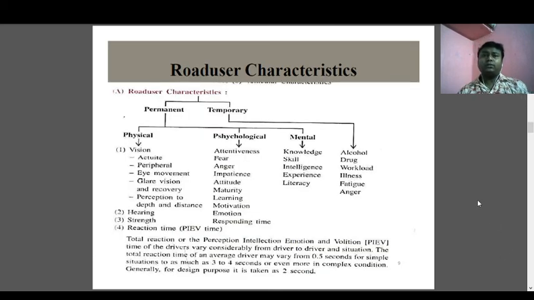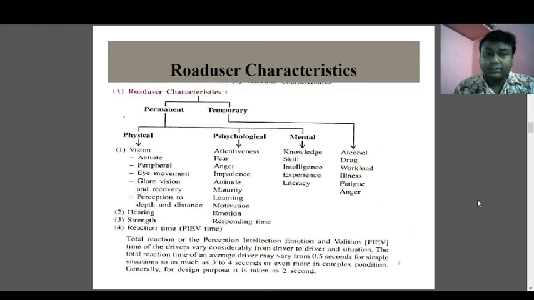Now these are the road user characteristics. The road user characteristics are basically two types. One is permanent and the other is temporary. So what is permanent? Under permanent are physical characteristics, psychological characteristics, or mental characteristics. But temporary ones are alcohol, drugs, illness, fatigue, anger. These are temporary, which are not sustained for a long time. But the physical, psychological, and mental are sustained for a long time.